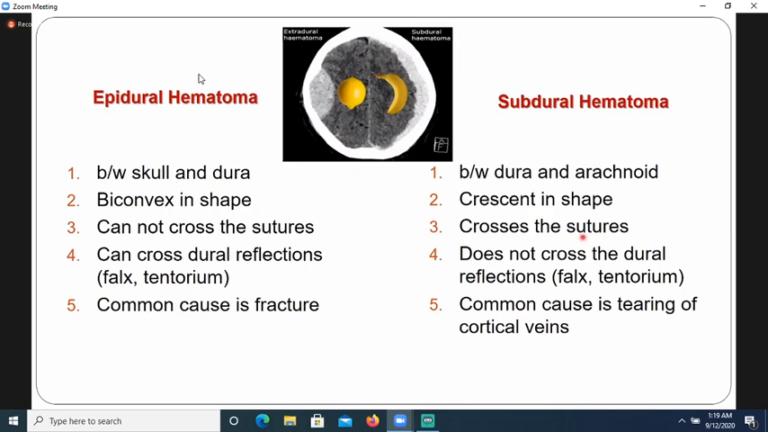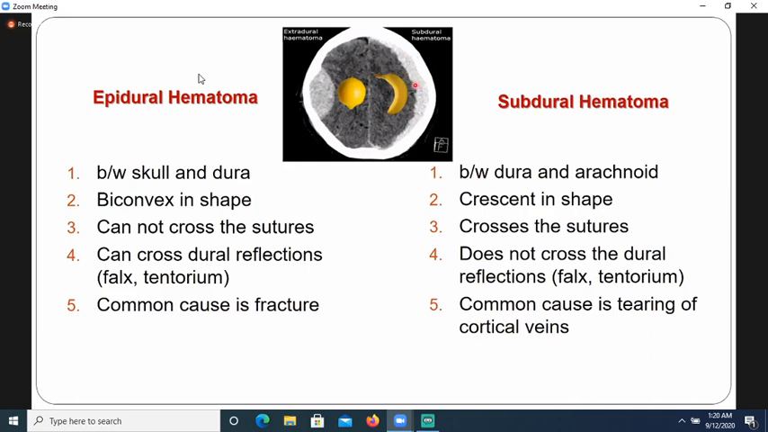Dura is attached to the suture, but here the arachnoid is not attached, so it is free. But it cannot cross the dural reflections like falx and tentorium. I mean, it does not cross the midline. It remains here. The common cause is the tearing of the cortical veins because these veins are present there.